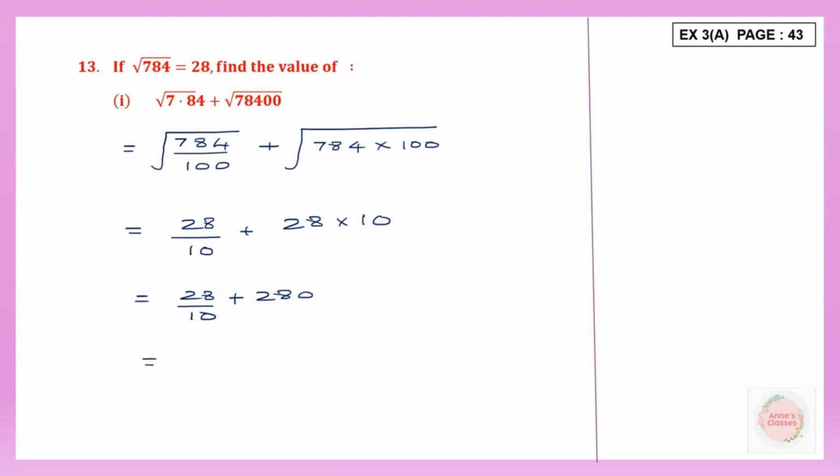Now here I can solve this in a simple way. 28 by 10 I can make it a decimal number. So that will be 2.8 plus 280. 280 plus 2.8 will simply make it 282.8. So this is our final answer.